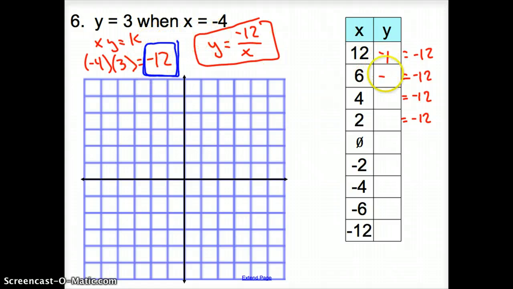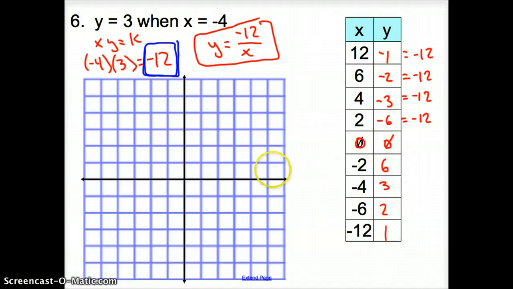So 6 times negative 2 is negative 12. 4 times negative 3 is negative 12. 2 times negative 6 is negative 12. Here we have 0. 0 will give us no solution. Negative 2 times a positive 6 will give us negative 12. Negative 4 times a positive 3. Negative 6 times a positive 2. And negative 12 times a positive 1.